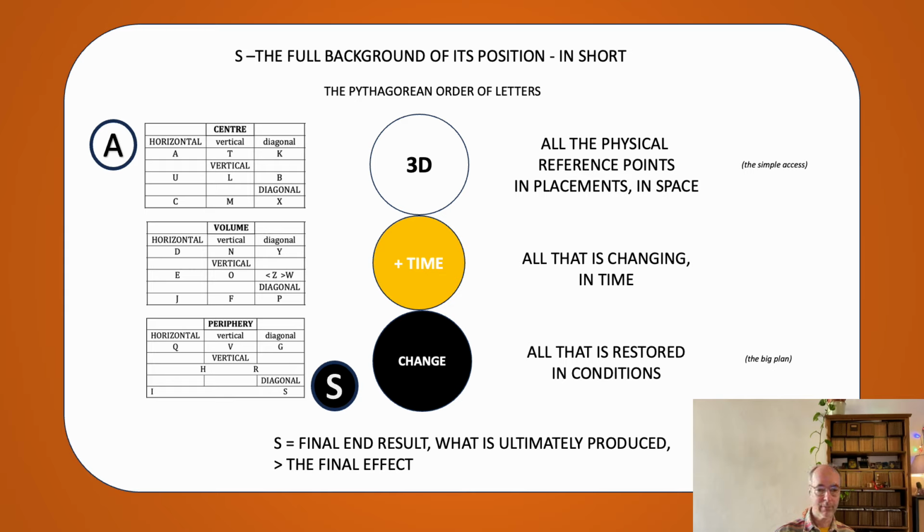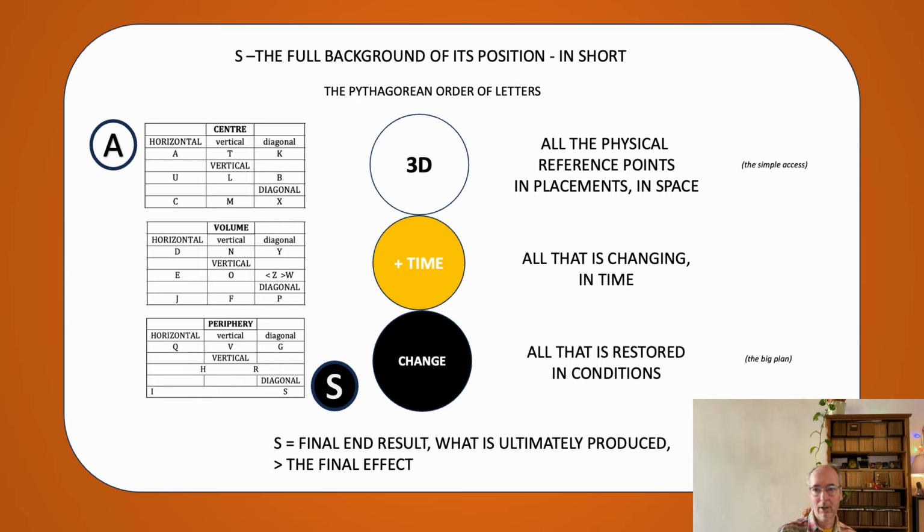Even so, nature also always has a simple access point, always a simple form, a simple result at the end, even when there's a complexity behind it. I hope to give examples that show you both of these worlds. So the S in the end, because it wants to be simple, is just about the end result, what is ultimately produced, the final effect. That's what I also said at the end.